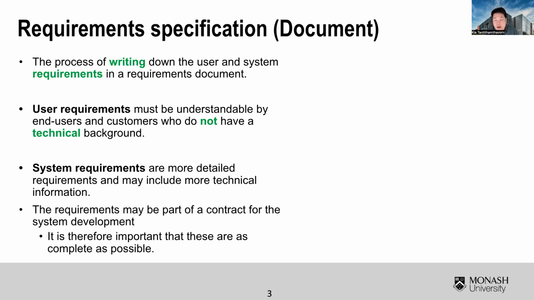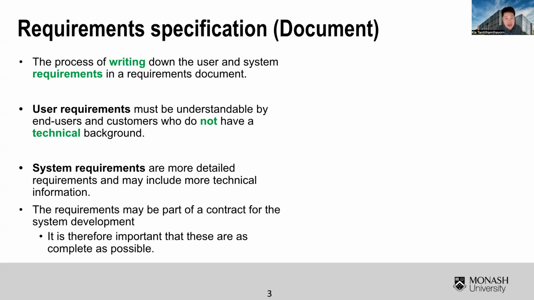Okay, in summary, we talk about the requirement specification. We need to write in the document, and this part is a process of writing down the user and the system requirement into a requirement specification document, SRS. User requirements must be understandable by the end users and the customer who do not have any technical backgrounds, okay? But the system requirement is more about the technical requirement for the system, which operating system that the app or the software must be runnable with, or that kind of thing. Okay, which version of the OS.